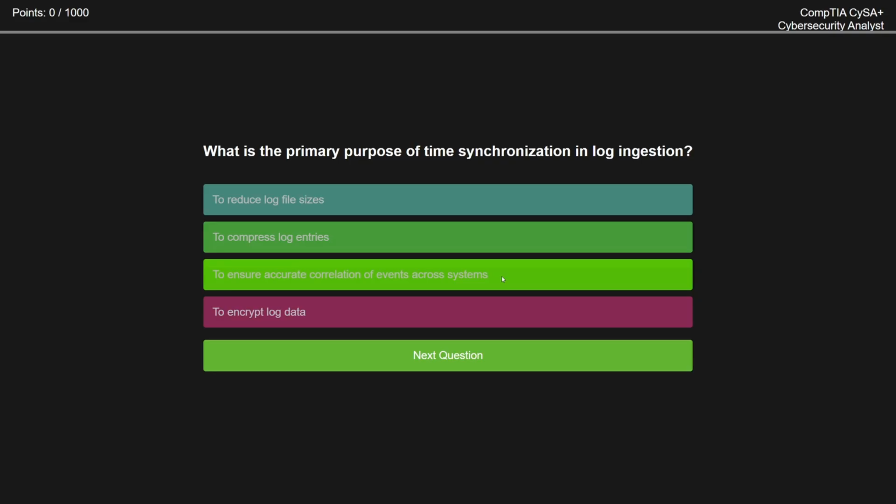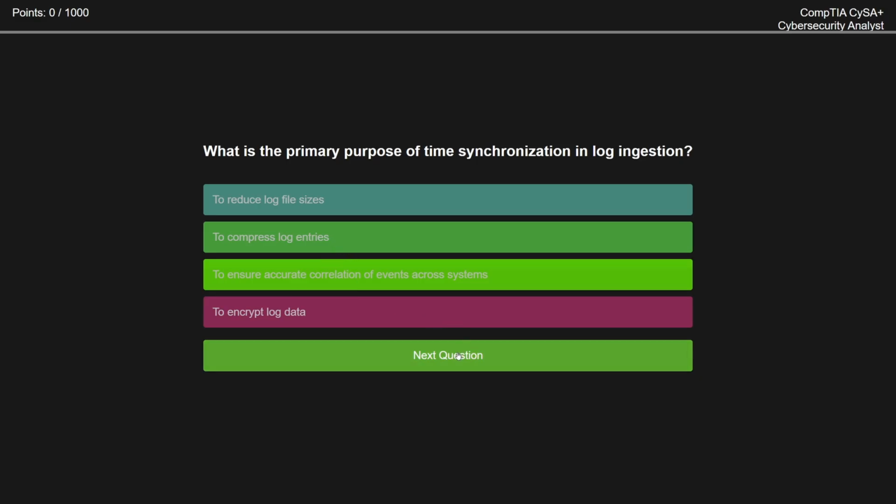So this is a really, really easy question. It wouldn't be to encrypt log data. It wouldn't be to compress log entries. It wouldn't be to reduce log file sizes. Because keeping the time is so you can keep the time accurately, right?